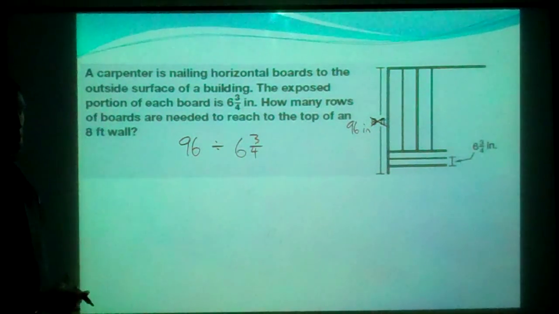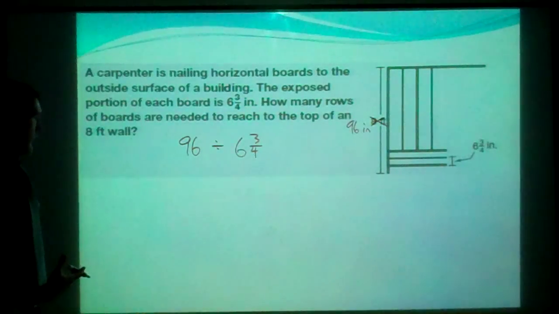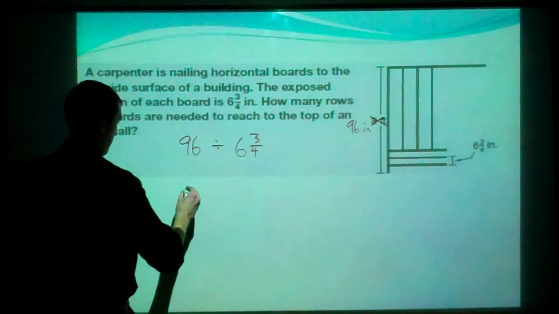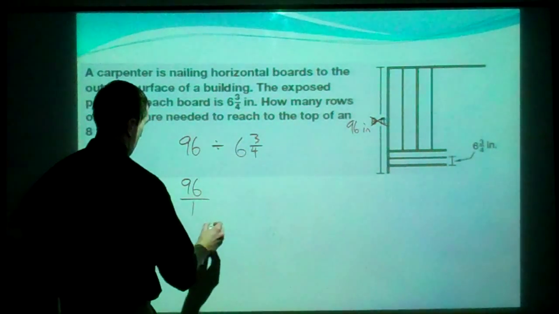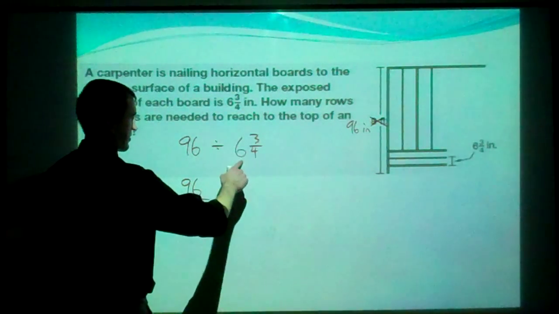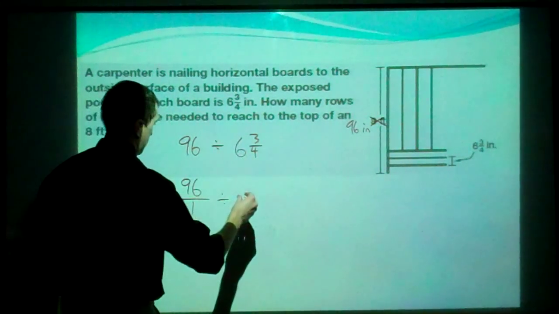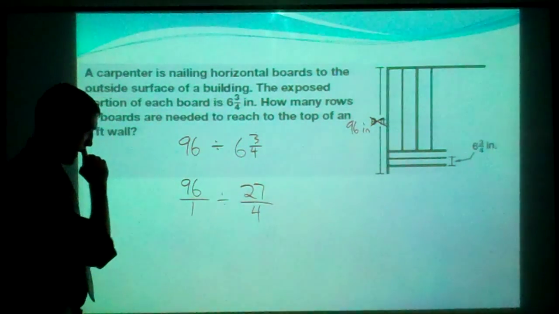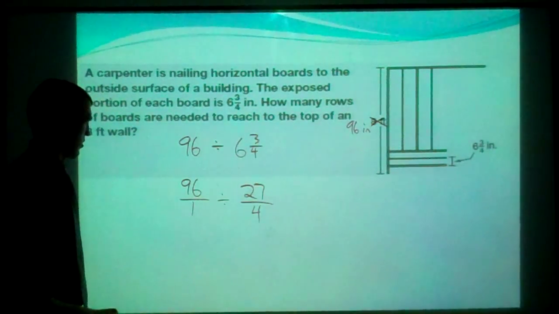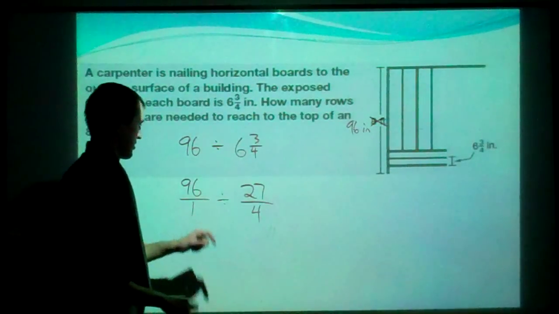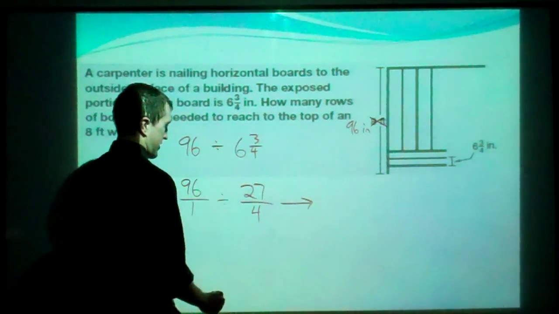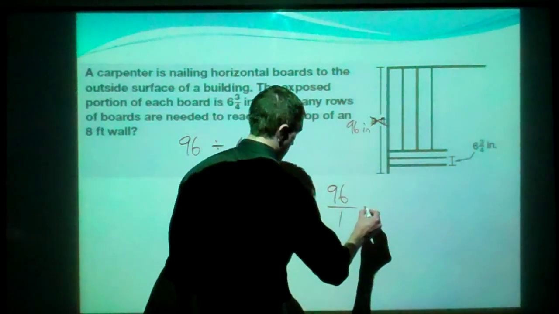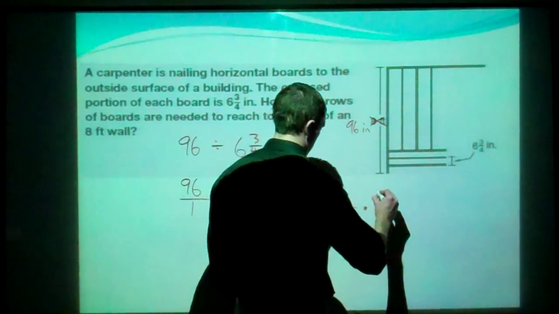Alright, now we want to change everything to improper fractions. To change this to an improper, I just go 96 over 1 divided by 4 times 6 is 24, plus 3 is 27, all over 4. And we want to get the reciprocal of our second one there. So this is actually 96 over 1 times 4 over 27.